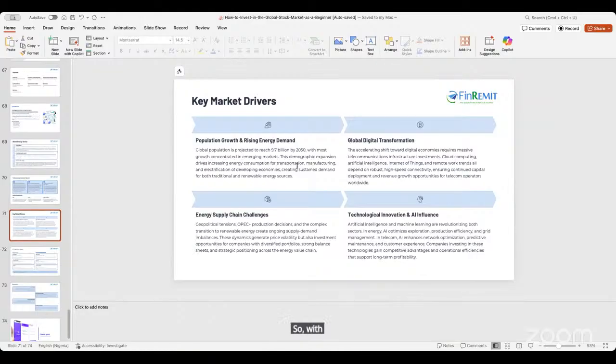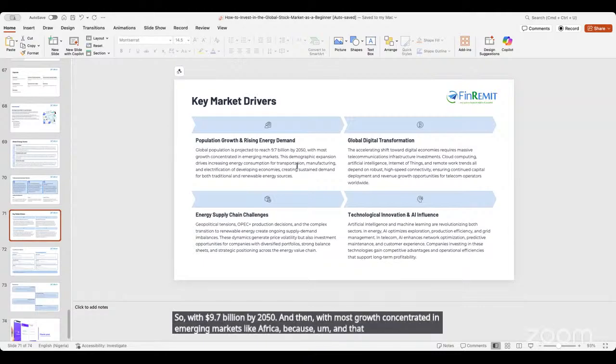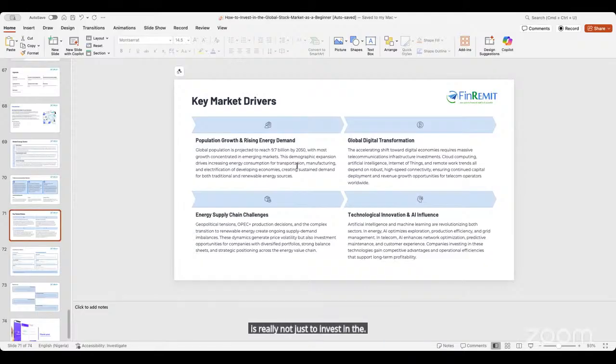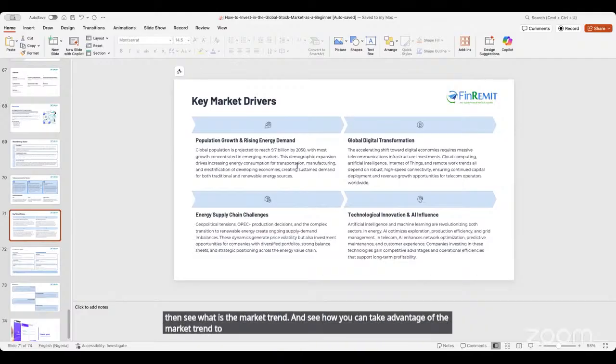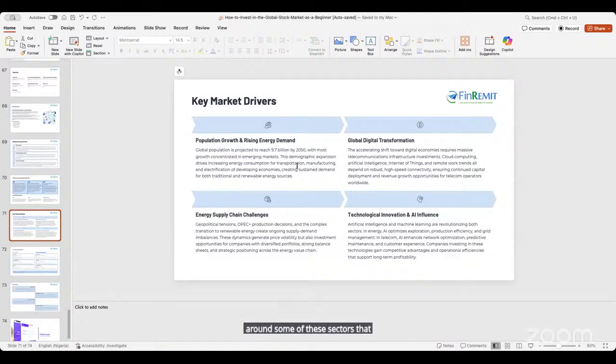So with 9.7 billion by 2050, and with most growth concentrated in emerging markets like Africa, that is the reason why I said this class that we are having is really not just to invest in the stock of existing companies, but for you to also see ideas, see what the market trend is, and see how you can take advantage of the market trend to start something around some of these sectors that we are opening our eyes into. So this demographic expansion drives increasing energy consumption, because if the population eventually grows to 9.7 billion, that implies that the consumption rate will be so massive.